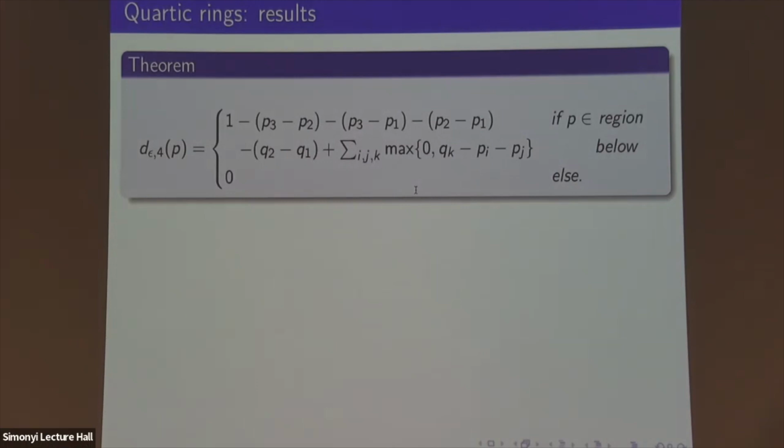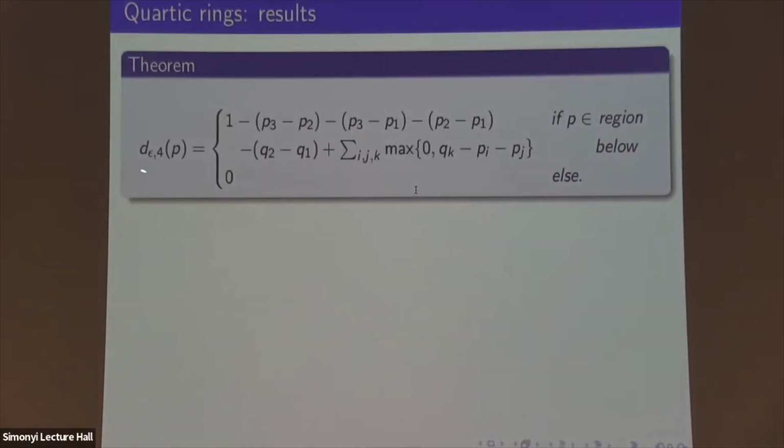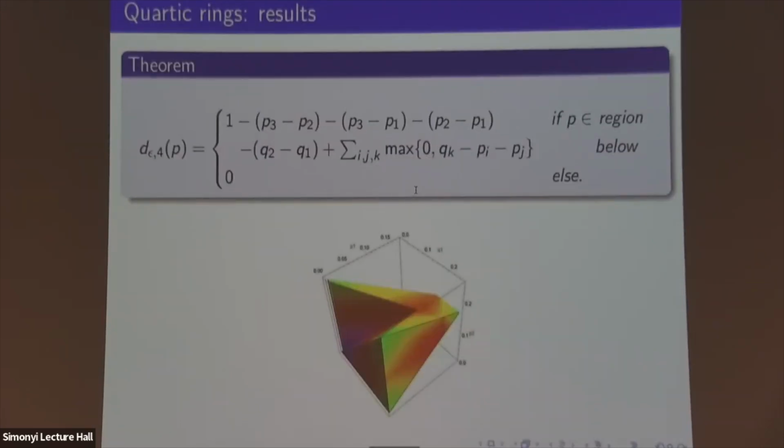So let me make one note. Here I wrote d epsilon G, and here I'm just writing d epsilon 4. By d epsilon 4, I just mean the maxes as we range across all the groups. So this is just the total density function to take the max of all the d epsilon G's. Okay, so if P is in this region over here, then the density function is given by this formula. And if it's not, then the density function is given by 0.